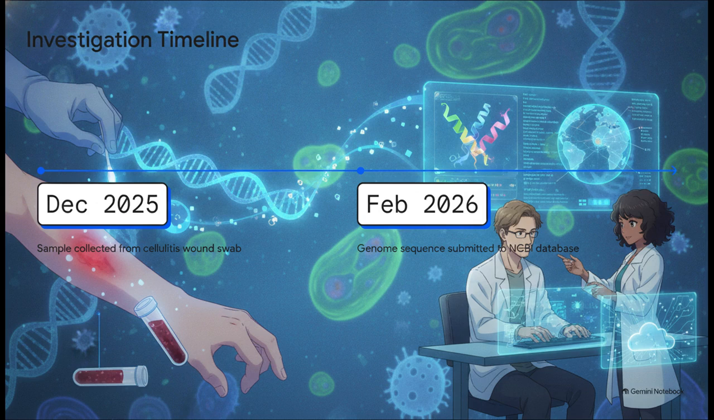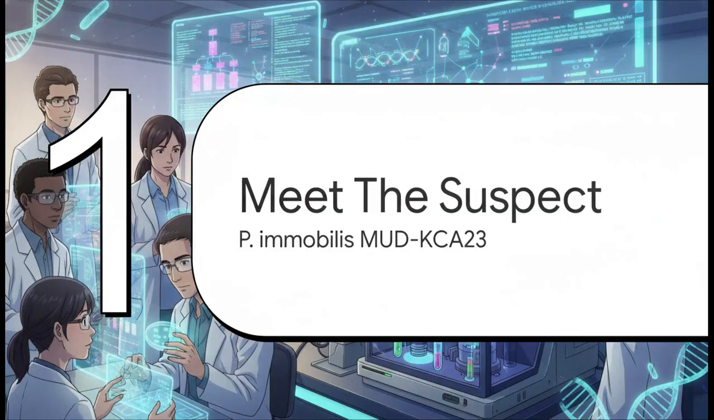Tracing the timeline of this investigation reveals exactly how modern genomic forensics operates on a global scale. Just think about this. On December 16, 2025, a physical sample was collected from a patient in Benin City, Nigeria. From there, that biological material was painstakingly processed, digitally sequenced, and then submitted to the NCBI database on February 24, 2026. In just over 2 months, a physical, dangerous pathogen extracted from a hospital in West Africa was transformed into a globally accessible digital fingerprint. It's really incredible.